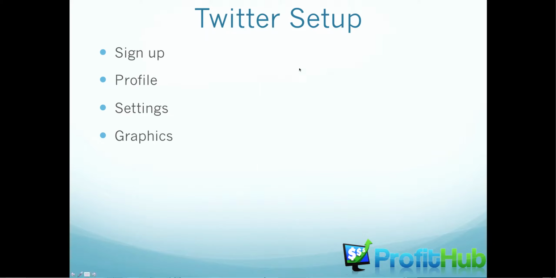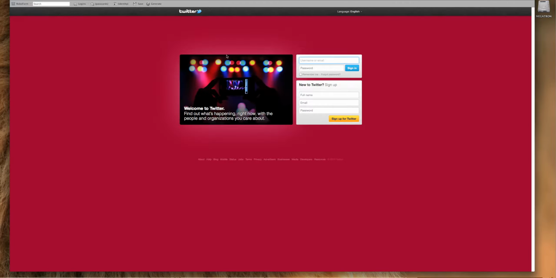Alright, Twitter setup. We're going to go over to the Twitter application now, and we're going to go through sign up, profile, settings, and graphics. When you first come to Twitter, this is what you're going to see. If you already have a Twitter account, you can sign in with your username, email, and your password here, or if you don't have a Twitter account, you can sign up here using your full name, your email, and your password.